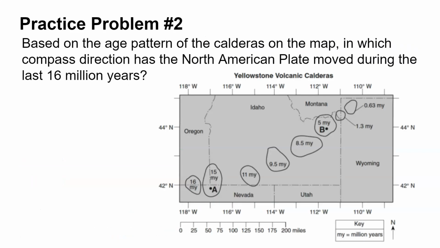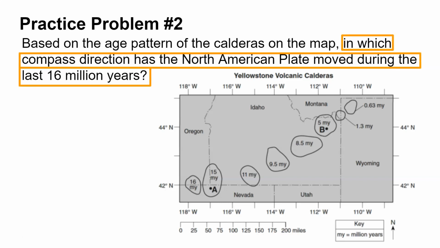Here we have practice problem number 2. Again, feel free to pause the video and try this for yourself. So we want to know what compass direction the North American plate moved during the last 16 million years. And again, the information that we have is contained within the diagram. And so we know we have the age pattern of calderas. Those are volcanic collapse features. And we know that the youngest volcano is towards the northeast at 0.63 million years old. And the oldest caldera is 16 million years old in the southwest of the map.